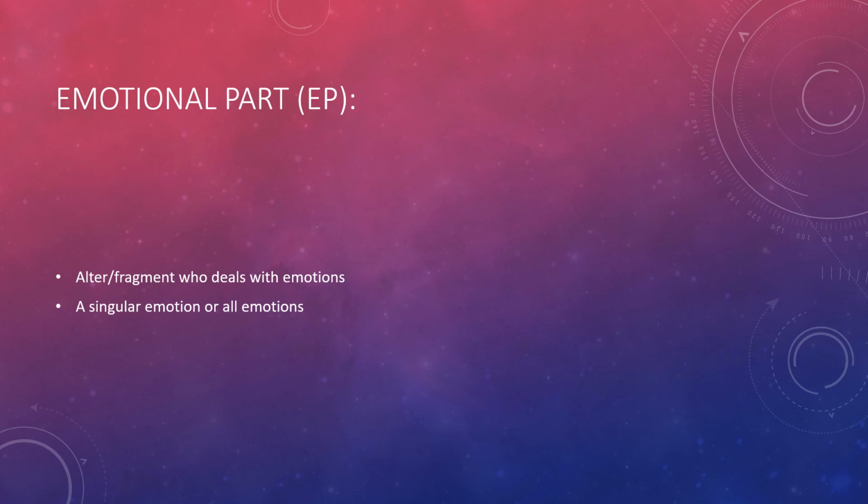Now, these next slides are probably going to sound like I'm talking more about a video game or something, but I promise you I'm not. These are other types of alters who can be in a system. So just hang with me for a second. Emotional parts, or EP, are alters or fragments who deal with emotions. This can be one single emotion, such as anger or sadness, or they can do all emotions.